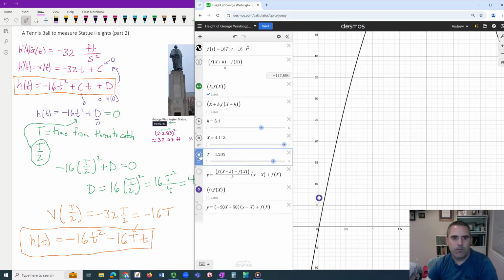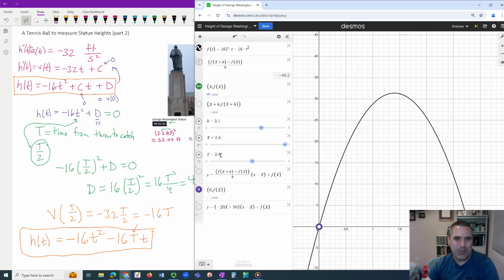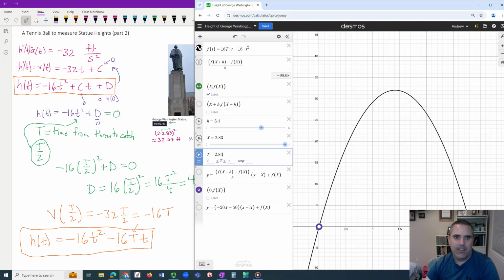And it's a pretty good model. Uh-oh, I did the wrong one. 2.83, I said. This is the one I want to animate. This is the one I was trying to mess with. So there you go. But the real point was then the derivative of that.